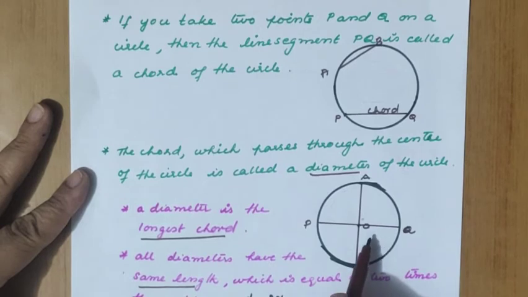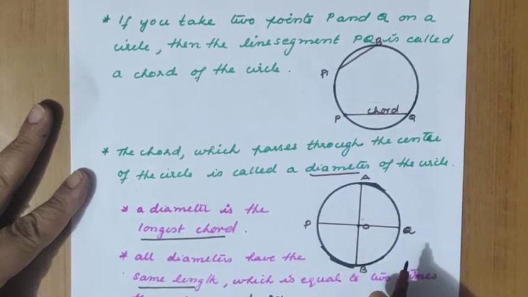Diameter means the chord should pass through the center. And what about the length? All the diameters have the same length, and also it is equal to 2 times the radius. Now how many diameters can we draw in a circle? Many diameters we can draw in the circle.